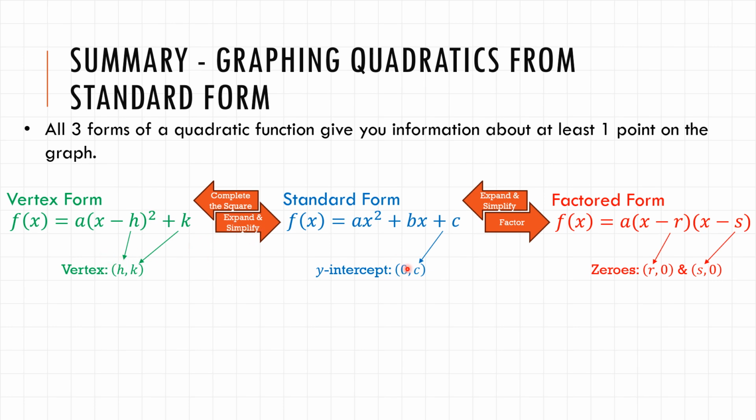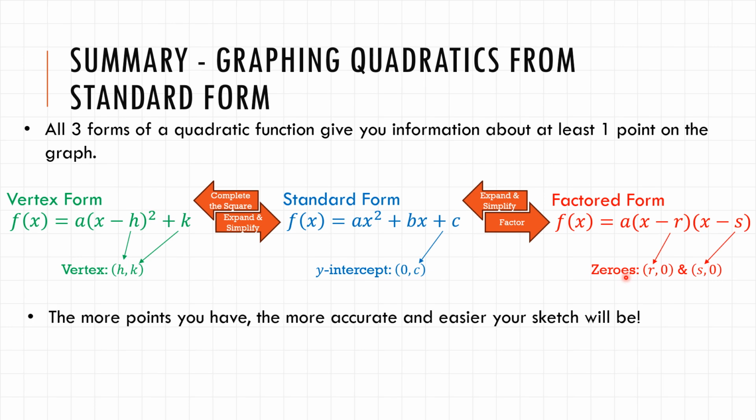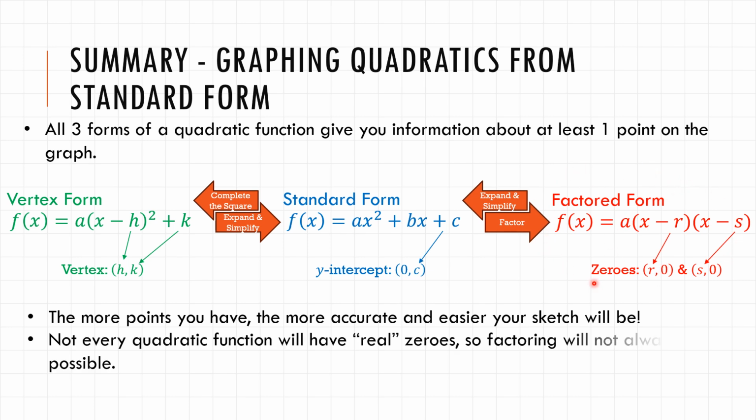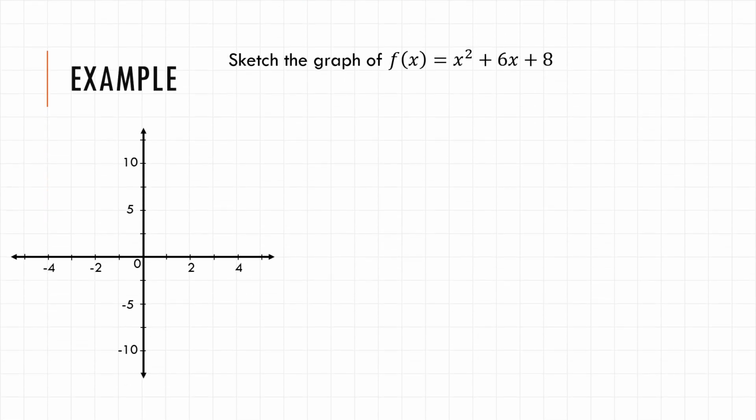Now, these are 4 very important points. And the more points you have, the more accurate and the easier it will be for you to sketch a quadratic function. The only caveat is not every quadratic function has real zeros, so factoring sometimes is not an option. There may not be any zeros for your graph at all. In that case, the y-intercept and the vertex are probably best. Let's see this in action.